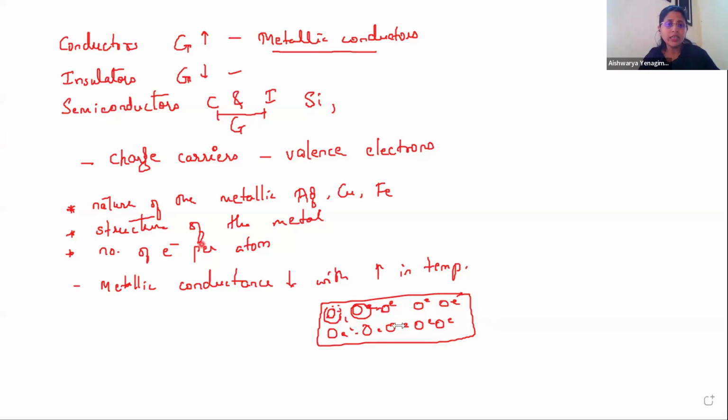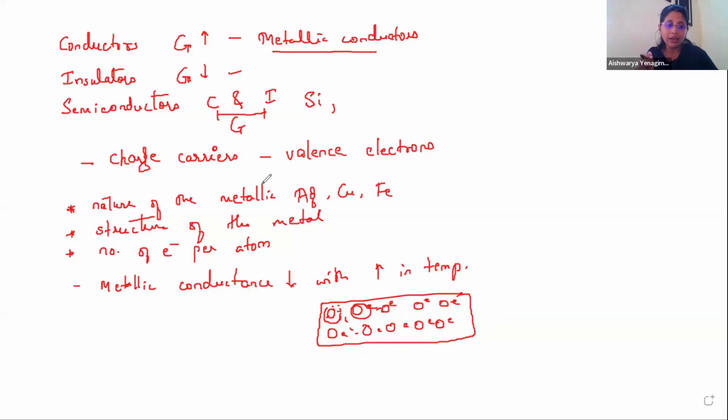The atoms' movements are haphazard. See, what is happening here? The atoms are set there. You know that when we talk about metallic conductors, we talk about solids, which are closely packed structures. The atoms are held strongly. Therefore, there is no atom movement, but there is flow of electrons in a particular direction. Therefore, there is flow of charge.